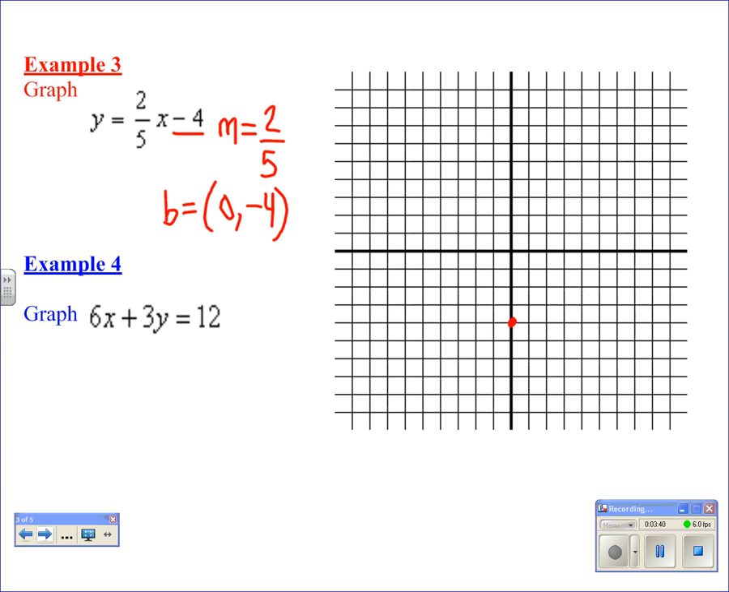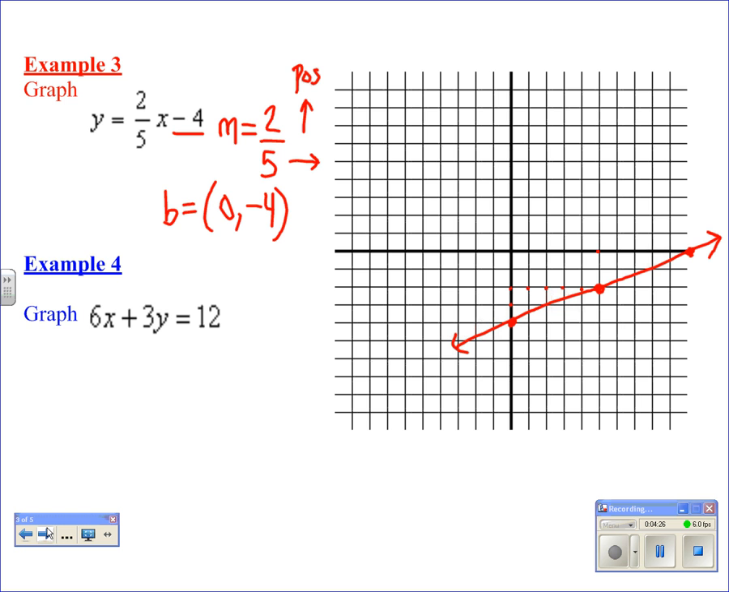Next, I'm going to graph my slope. Because my slope is positive, I know that I'm going to move up and then to the right. So from 0, negative 4, I'm going to move up 2 and then to the right 5. And then there's my new coordinate for my graph. And I can count this over again. Up 2 and then to the right 5. So once I have some coordinates, I can draw my line. And I now have the graph of y equals 2/5 x minus 4.